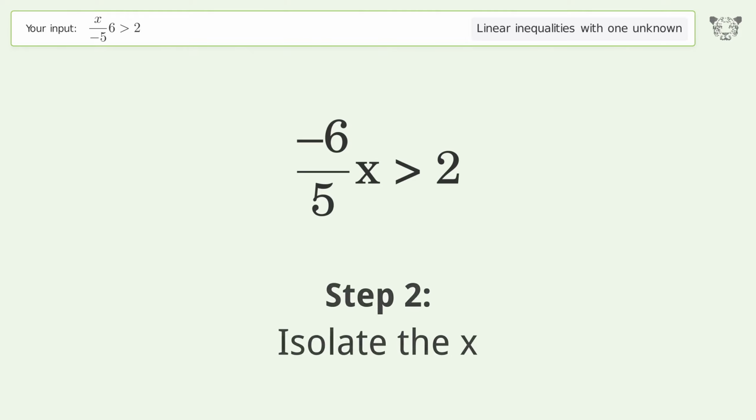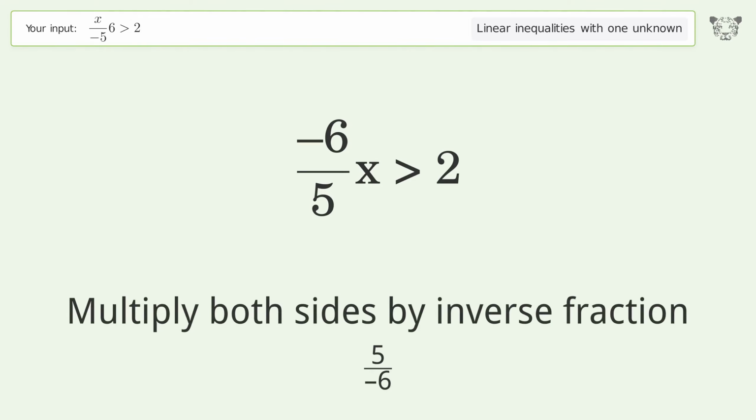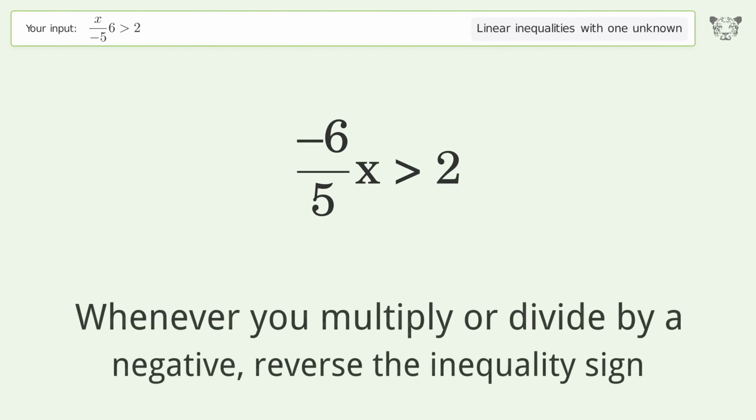Isolate the x. Multiply both sides by inverse fraction 5/6. Whenever you multiply or divide by a negative, reverse the inequality sign.